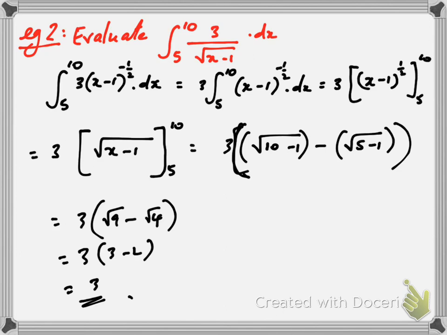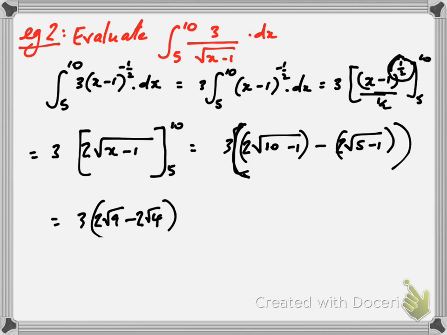Okay, I missed something. When you have this half here, and when you integrate, you divide by half, so that 2 will come up here, and therefore it'll be 2 and 2. Sorry, I'll erase that.